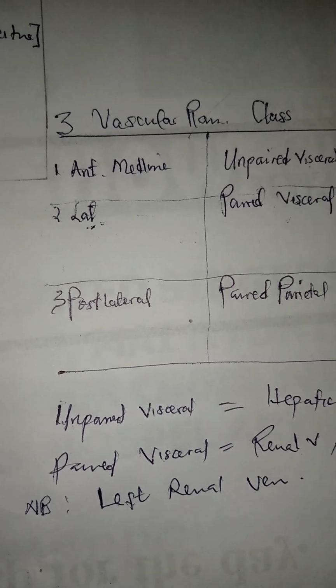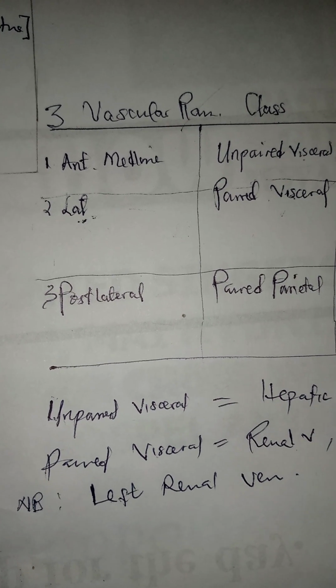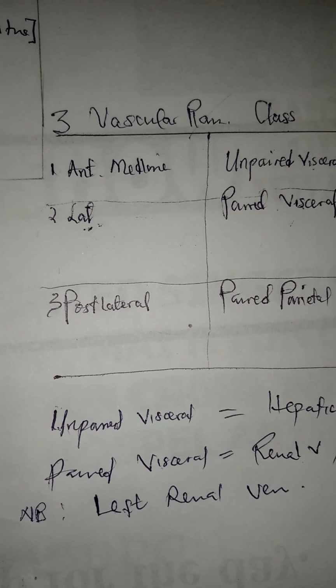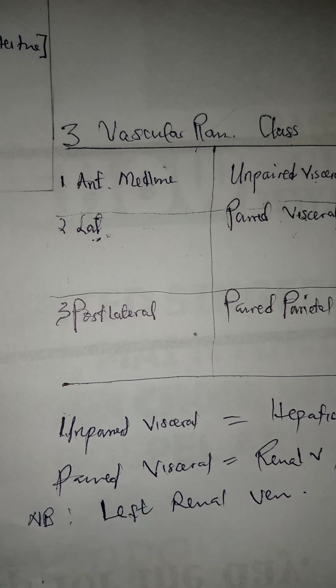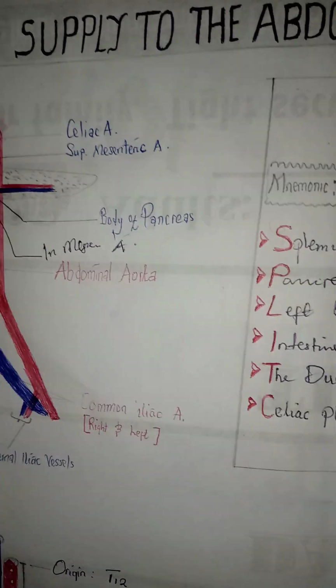And this is most common. Inferior vena cava thrombosis is very common. Okay, so this is all what you need to write when you are asked to talk about the blood supply to the abdomen.